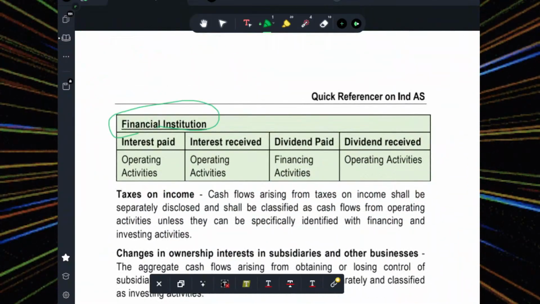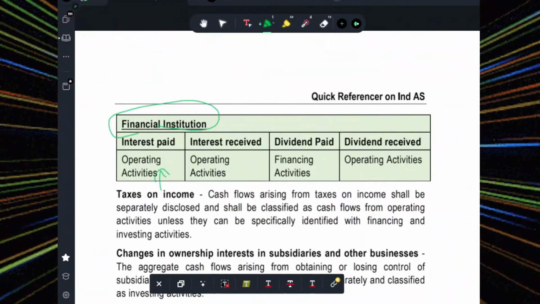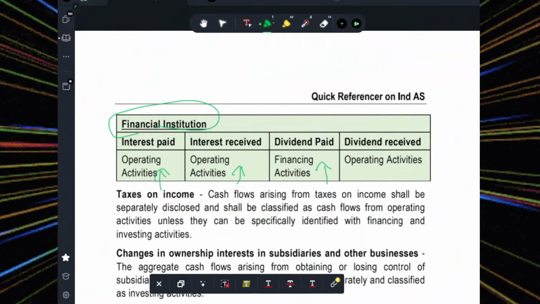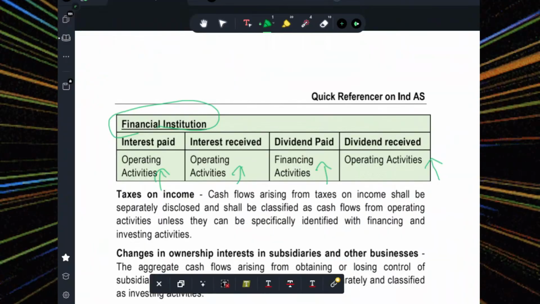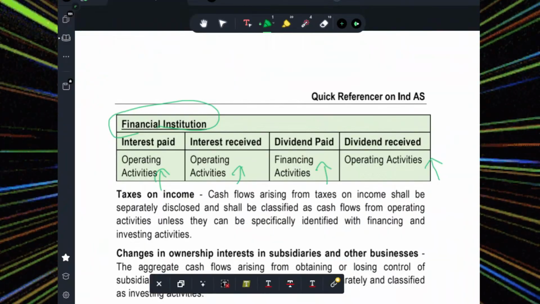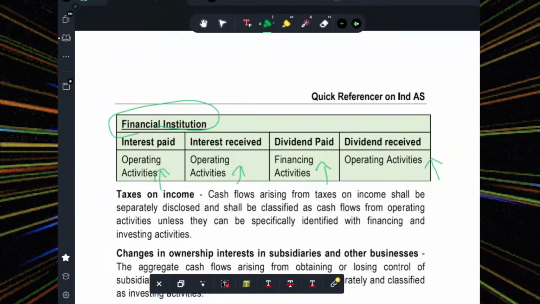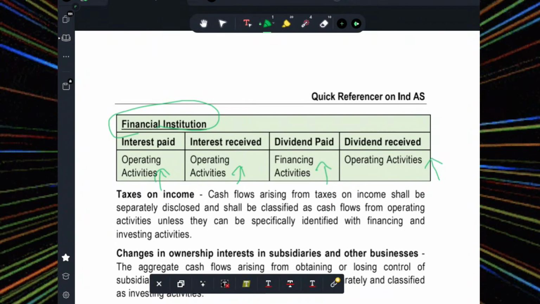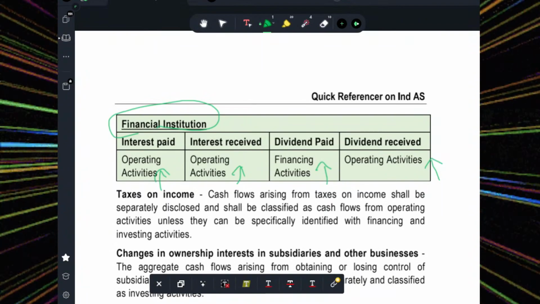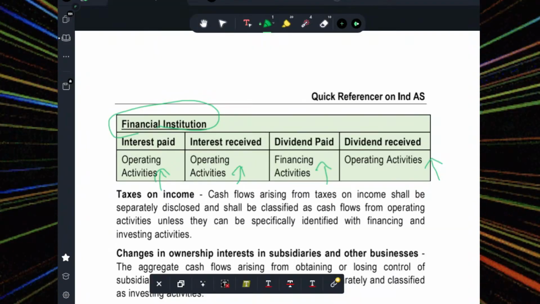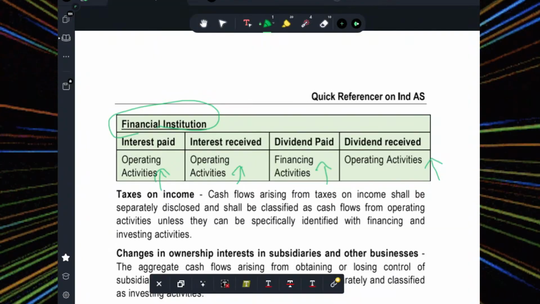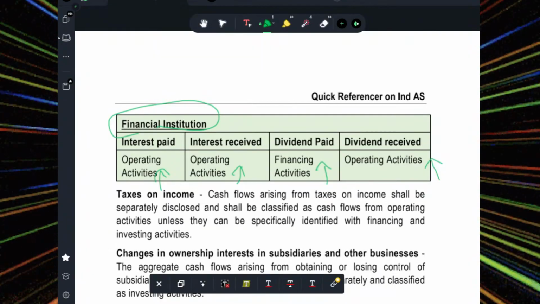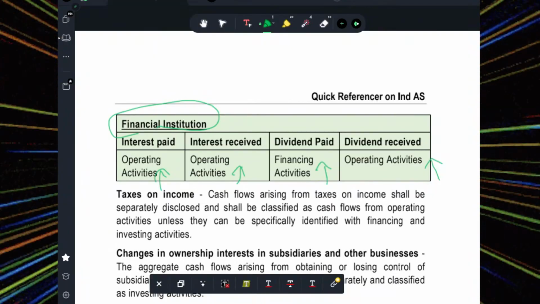For a financial institution, interest paid is an operating activity, interest received is an operating activity, dividend paid is a financing activity, and dividend received is an operating activity, because it is part of our business. Our business is a financial institution. We deal with money. Money is our blood. The interest we pay on deposits we received is operating. Interest received on loans we gave is operating. A dividend received on investments made is operating. Dividend paid is a financing activity. So you should understand this.